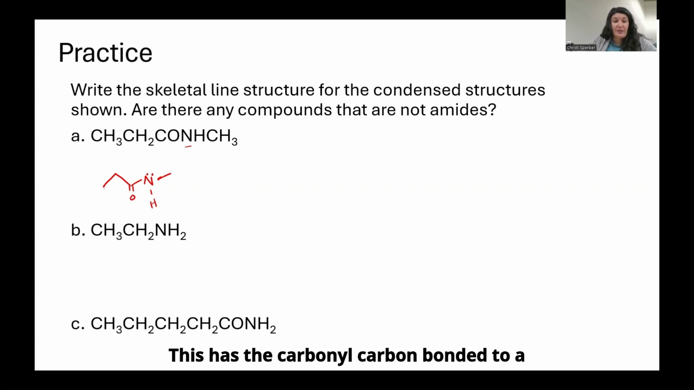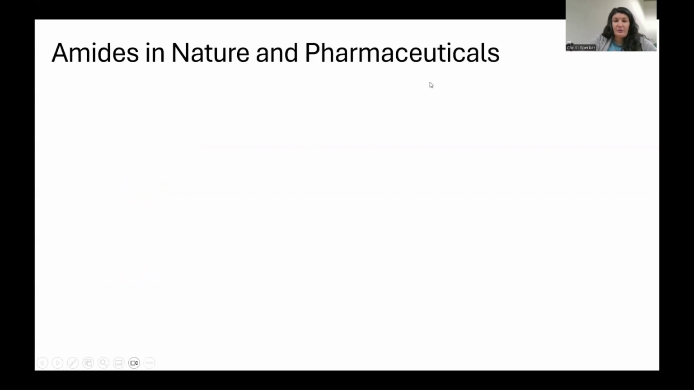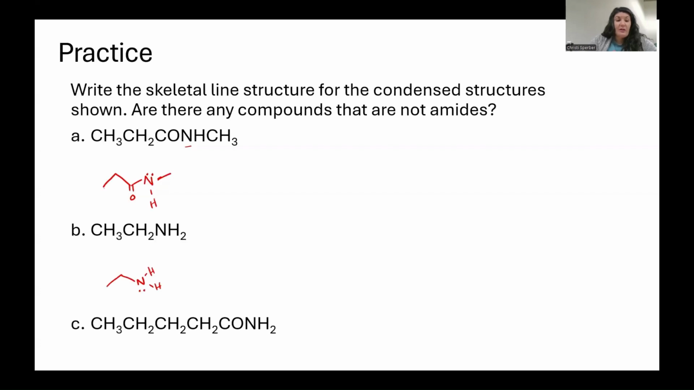This has the carbonyl carbon bonded to a nitrogen. This is an amide. We have a CH3, CH2, NH2. There is no carbonyl carbon in this structure, so this is not an amide, it's an amine.